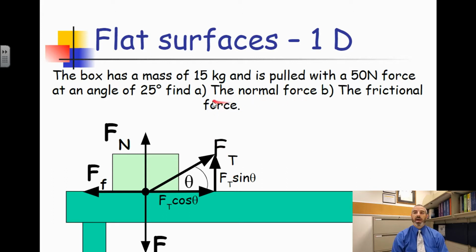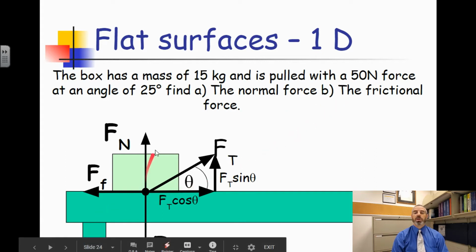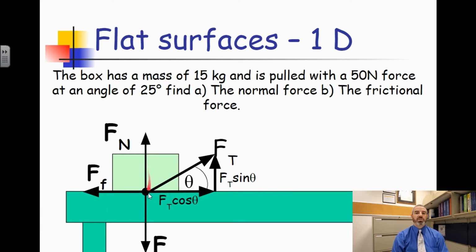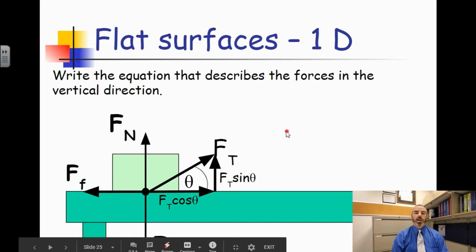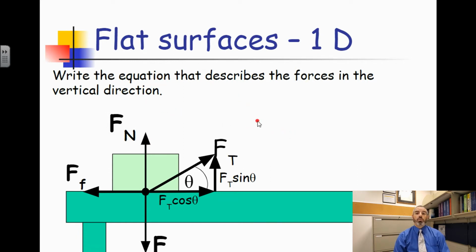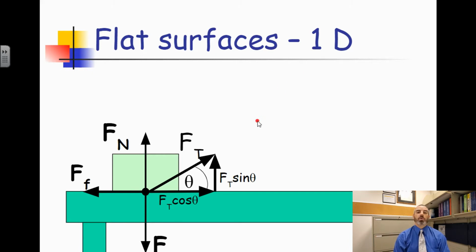We can see that we have a mass of 15 kilograms. The force of tension is 50 newtons at a 25-degree angle, and our first step is to find the normal force. So we're going to write the equation that describes the forces in the y direction, because the normal force points vertically. We start with the sum of forces in the y direction equals 0, or adding up all the forces in the y direction equals 0.